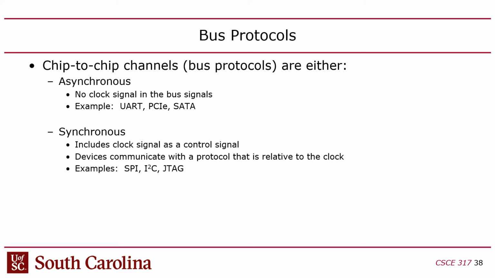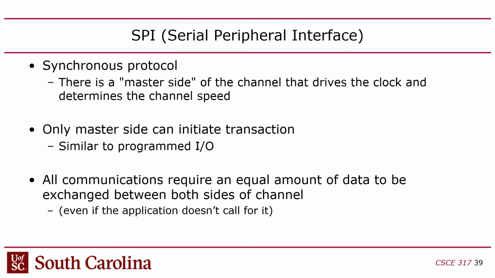In this class we use SPI, I2C, and JTAG. Those are all synchronous. There's a clock, and then we're going to talk here about UART, which is asynchronous. Okay, so the first protocol we're going to talk about is SPI. So SPI is Serial Peripheral Interface. Let me get through some of this, and then we'll switch over. Angela wants to talk too.